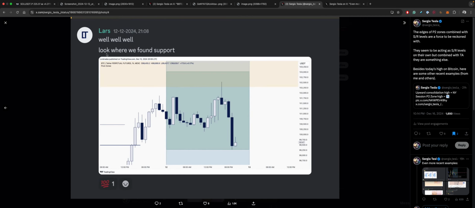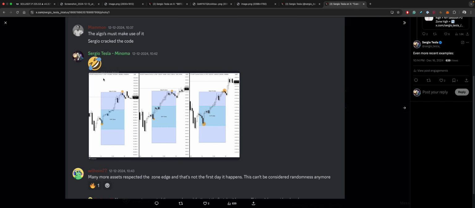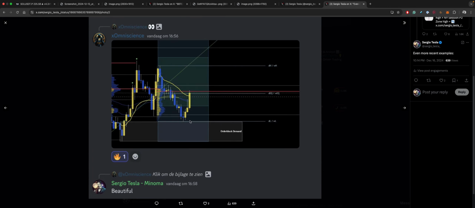Here, same, look where we found support, of the dollar to the dollar. Here is a couple of examples, ETH, SOL, and Bitcoin on the day. You can see P1 in the zone, and then P2 is right at the edge of this zone right here. You can see that's where it found resistance. So once again, for the day, if you're a day trader, great targets. Here once more, a bounce from that zone.